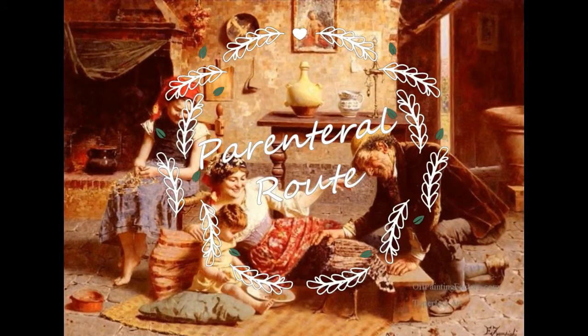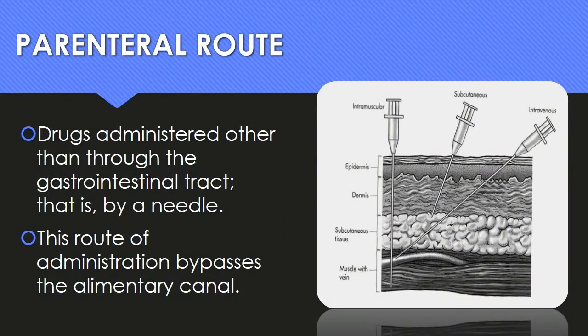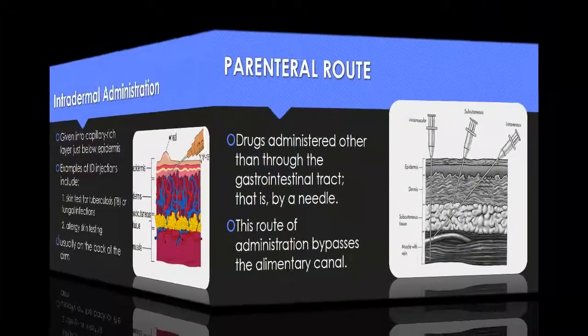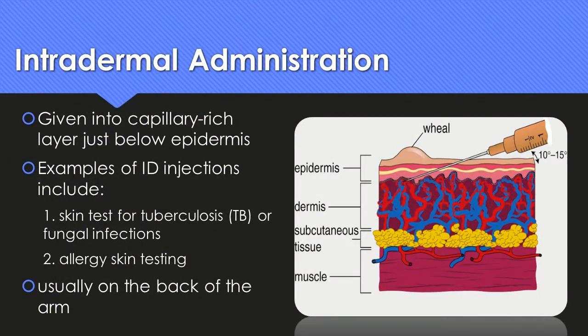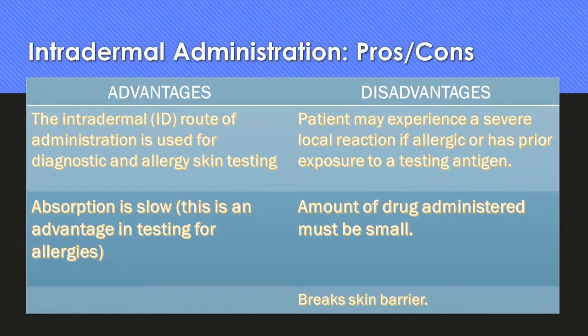Parenteral route. Drugs that are administered through the parenteral route bypass the alimentary canal and are usually done with needles. The first type, which is intradermal administration, is given into the capillary-rich layer just below the epidermis. A wheal is observed on the injection site. The advantage of intradermal administration is that absorption is low, which is good for testing allergies. The disadvantage is that it breaks the skin barrier and the patient may experience a severe local reaction.